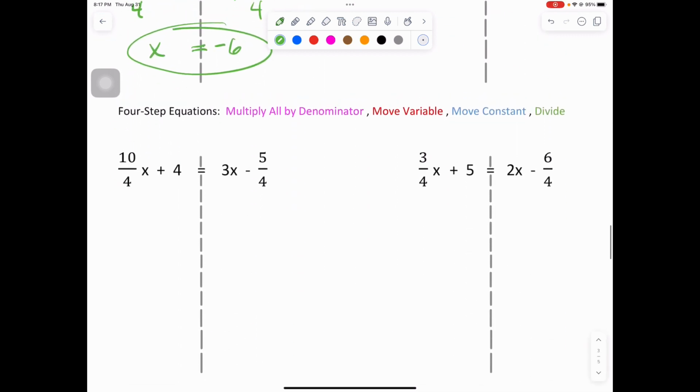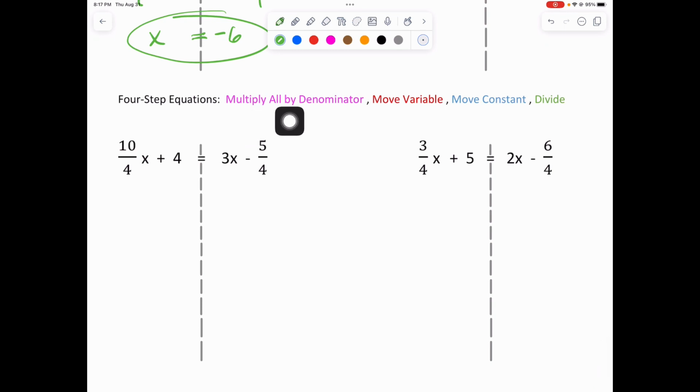All right, 4-step equations. This one, we are going to multiply all by denominator, move the variable, move the constant, then divide. Okay, when we are working with fractions, and to simplify this strictly just for this video, since we don't need to find a least common denominator since they share the same, what we are going to do is in pink. It says multiply all by denominator, okay? So I'm going to put a parenthesis around and a parenthesis around, okay? We will multiply everything by 4.